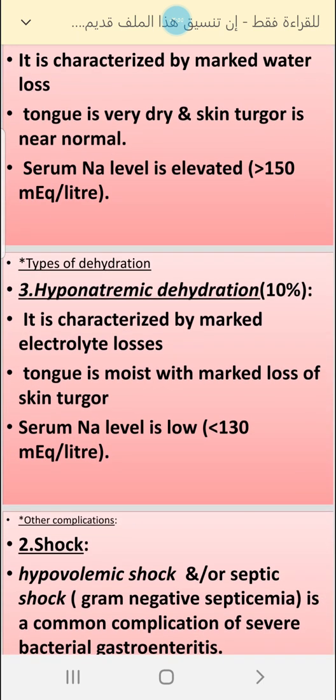And the third type is hyponatremic dehydration, representing about 10% of cases. It is characterized by marked electrolyte losses. The tongue is moist with marked loss of skin turgor. Serum sodium level is low, less than 130 milliequivalent per liter. And the most serious type of dehydration is hypovolemic dehydration because it is usually associated with shock. But hypernatremic dehydration is associated with some problems with fast treatment.